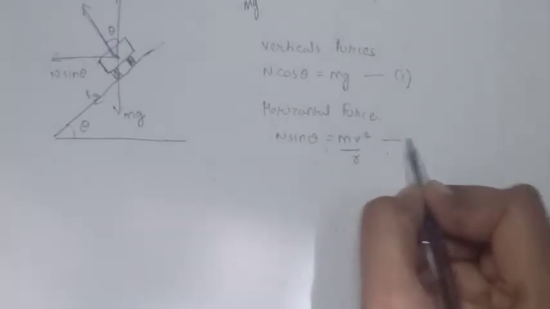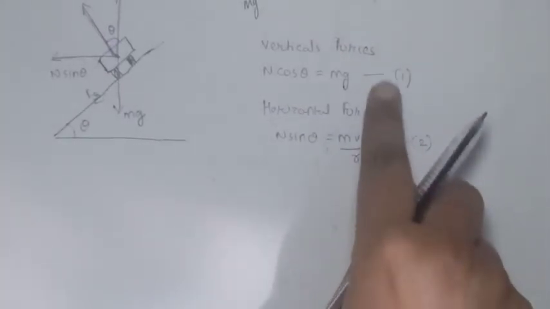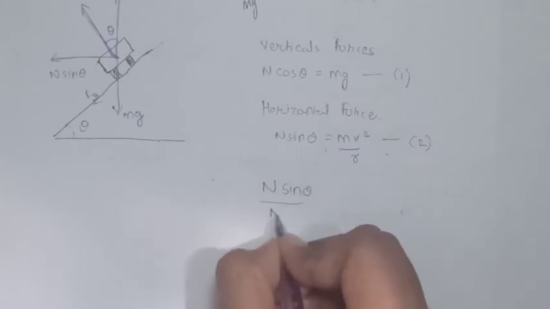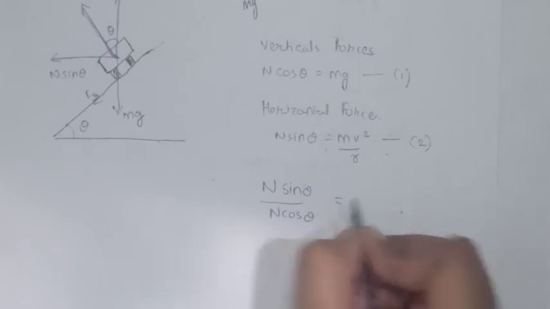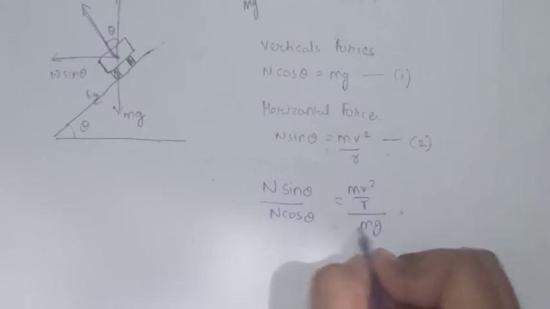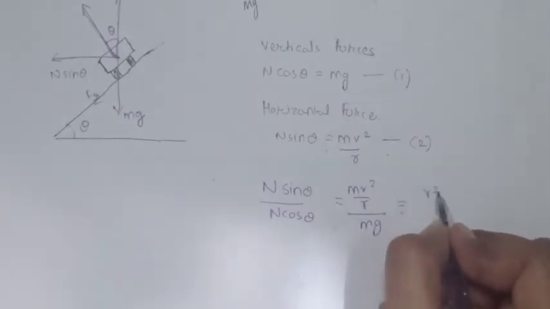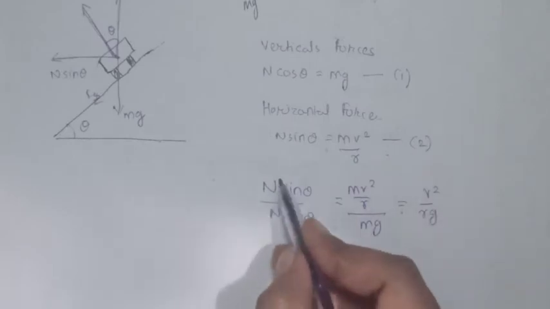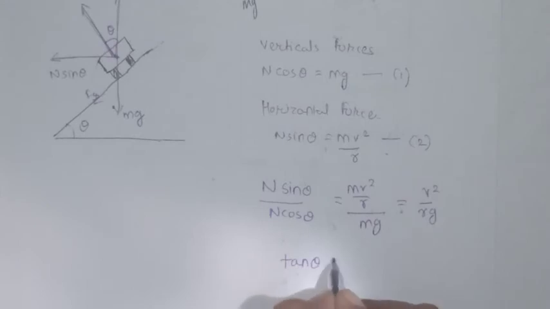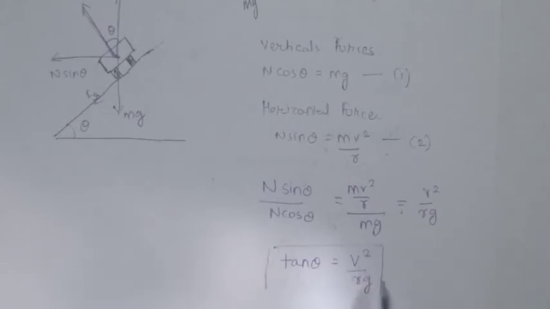When you divide equation 2 by equation 1, what will you get? N sin theta divided by N cos theta equals mv squared by r divided by mg. Here m and m will be cancelled, so you will get v squared by rg, and N and N will be cancelled, so sin by cos is nothing but tan theta. So you will get tan theta equals v squared by rg. This is your relation for a banked curve road.